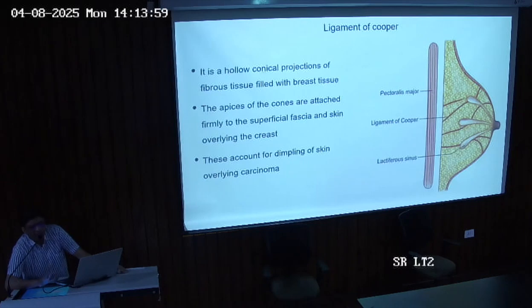Whenever there is malignancy and breast tissue is involved, these ligaments, which are filled with the mammary tissue, also get involved. And because of fibrosis, they pull inwards, producing a dimpling in the breast.